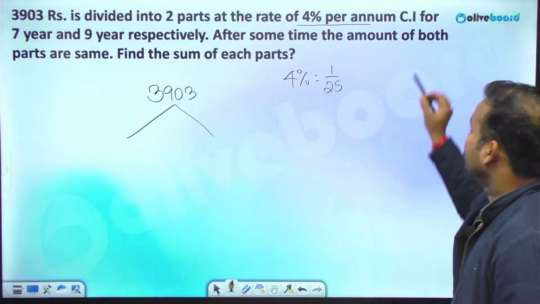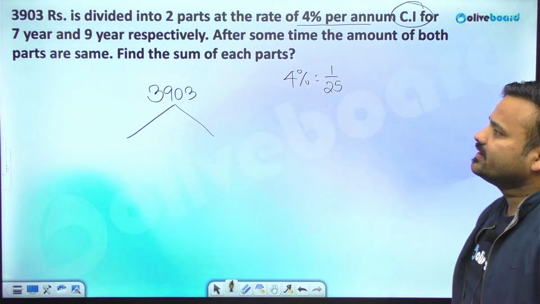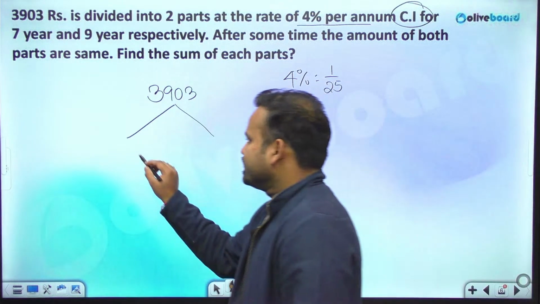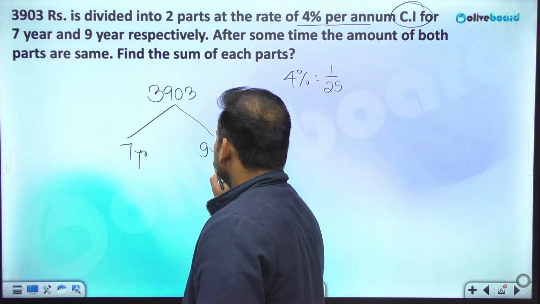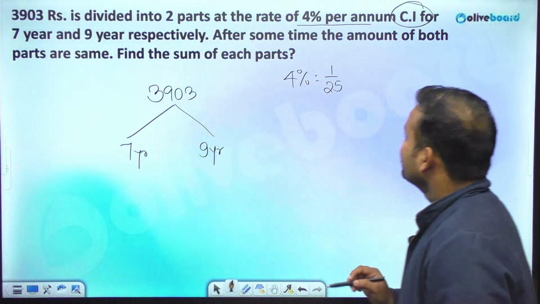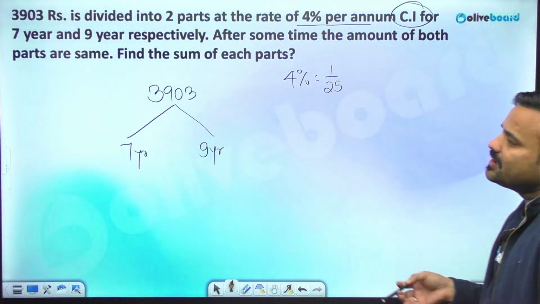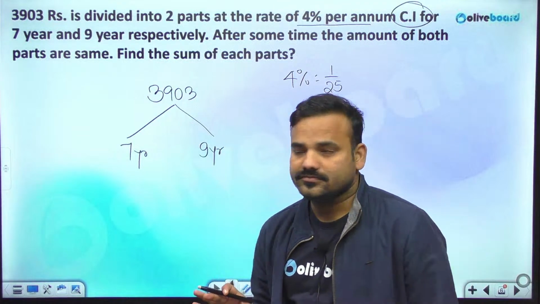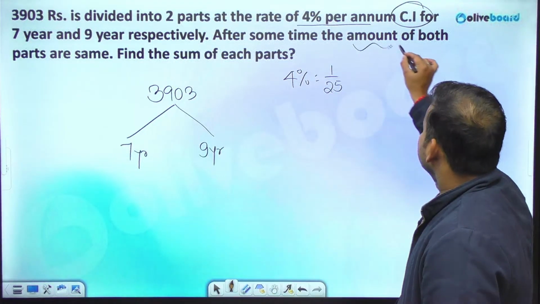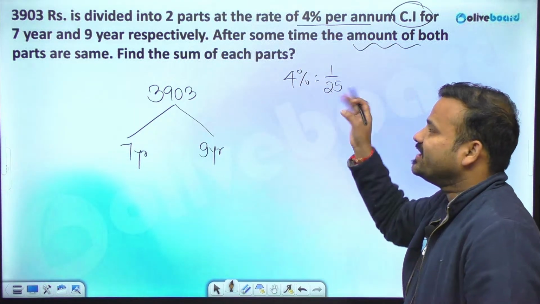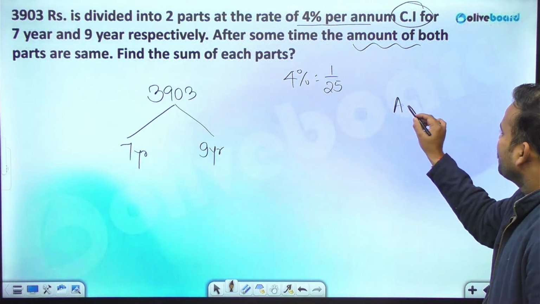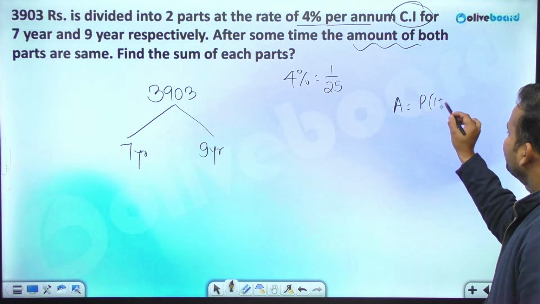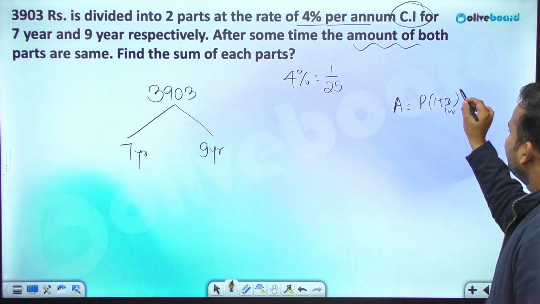Clear? And that too at compound interest. This is for 7 years and 9 years. One person is given the money for 7 years and the other for 9 years. After some time, the amount of both the parts is the same. Find the sum of each part. Sir, what is the formula? Amount A equals P into (1 plus R by 100) to the power n, right?